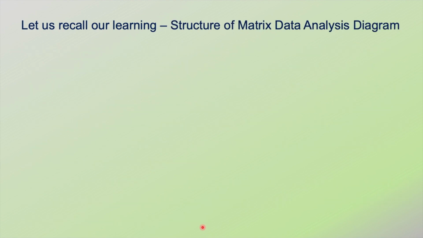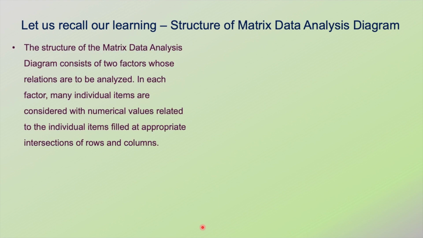Let us recall our learning and we see the structure of the matrix data analysis diagram. So as already explained, matrix form is the structure of matrix data analysis diagram. Obviously, it will have two factors whose relations are to be analyzed. So in each factor, many individual items are considered, but with the numerical values also assigned to those characteristics. And these individual items are filled at appropriate intersections of rows and columns. So the matrix will be there. In that, the characteristics of the products will be considered. Against that, there will be data, and those data will be filled in rows or columns.